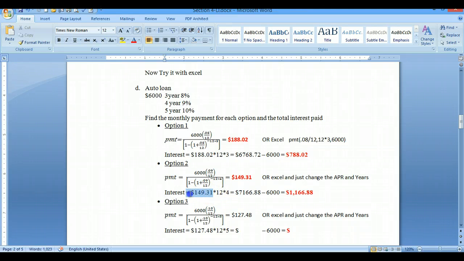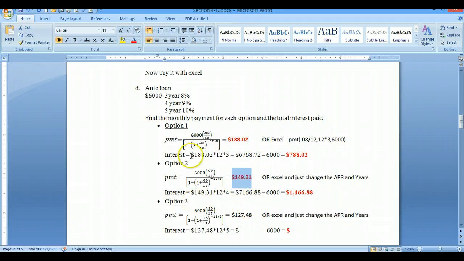Again, how much we need to pay overall: we take how much our payment is times 12 times 4 years, which gives me $7,166.88. That's how much we pay for the entire loan over the whole 4 years. But the loan was for $6,000, so subtracting gives me $1,166.88. So we end up paying quite a bit more in interest by extending it an extra year, but you'll notice my monthly payment is much smaller. Okay, not much, but it is quite a bit smaller.